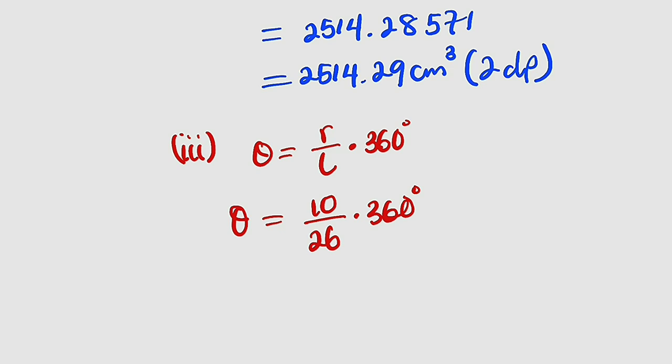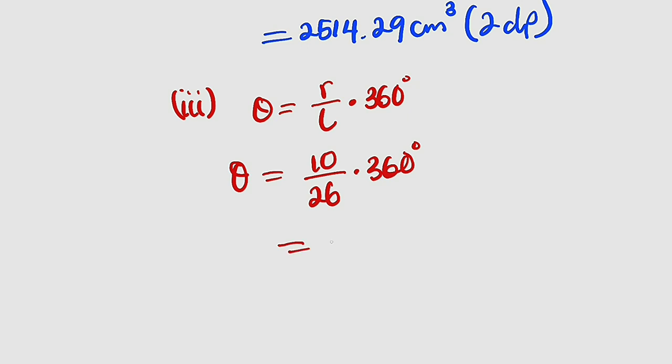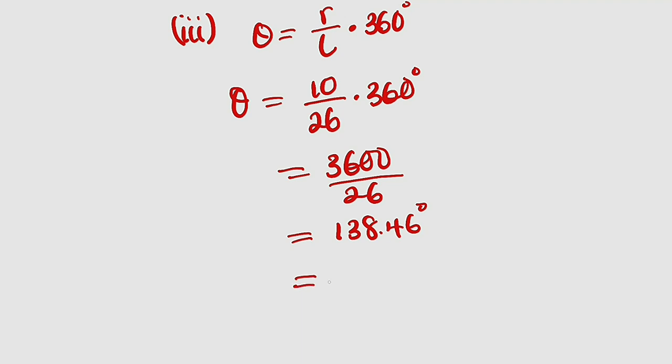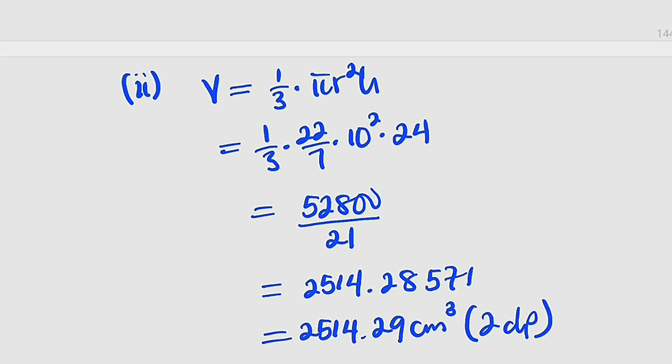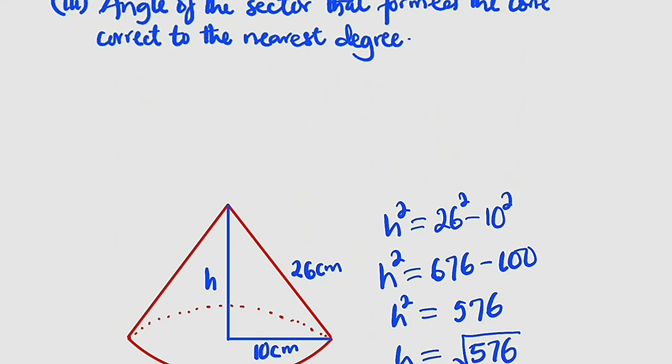Remember, they said correct to the nearest degree. So if you multiply this, you have 3600 divided by 26. And if you divide, you get 138.46 and something else. But to the nearest degree, this is equal to 138 degrees. As simple as that. So we have answered question number 8 successfully.